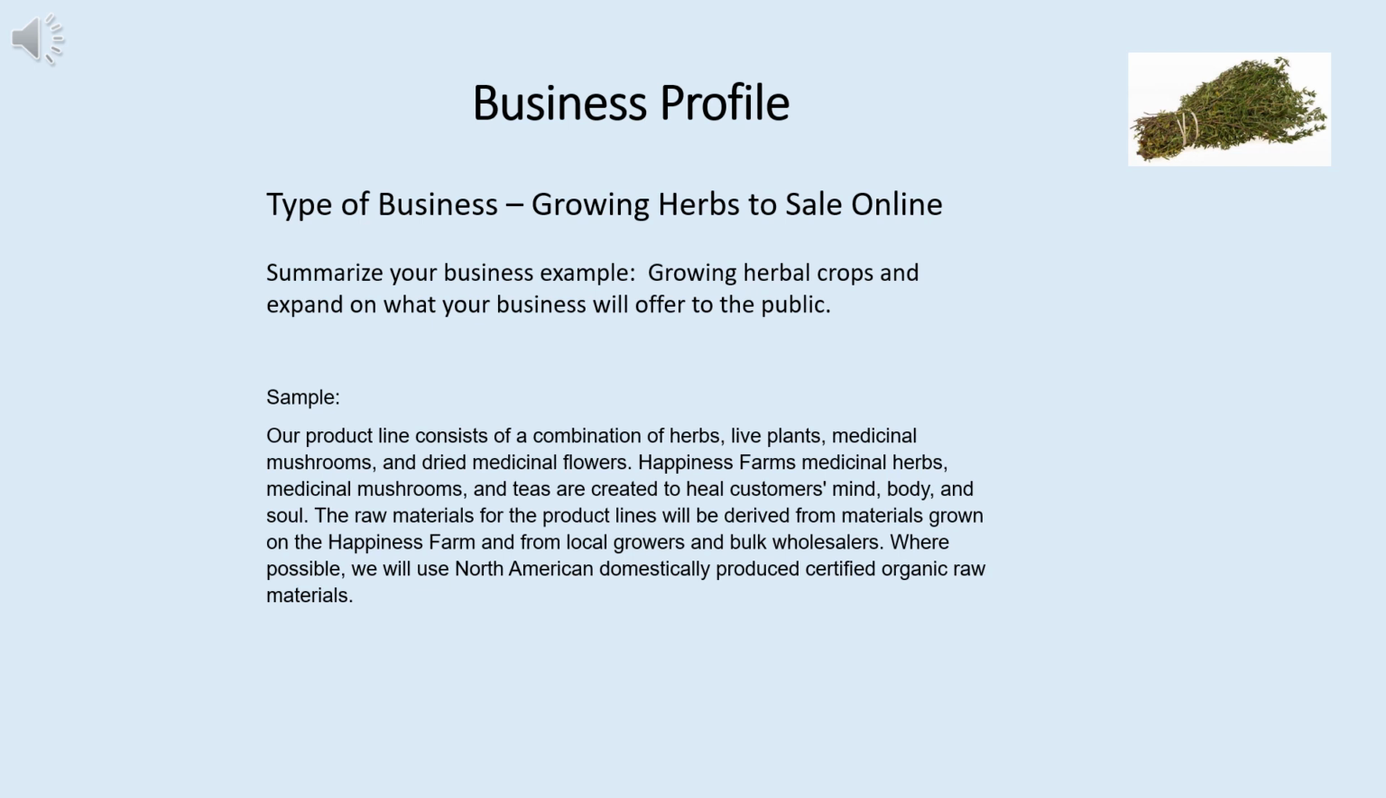Sample narrative. Our product line consists of a combination of herbs, live plants, medicinal mushrooms, and dried medicinal flowers. Happiness Farm's medicinal herbs, medicinal mushrooms, and teas are created to heal customers' mind, body, and soul. The raw materials for the product lines will be derived from materials grown on the Happiness Farm and from local growers and bulk wholesalers. Where possible, we will use North American domestically produced certified organic raw materials.